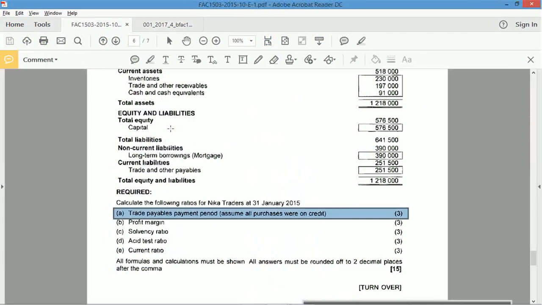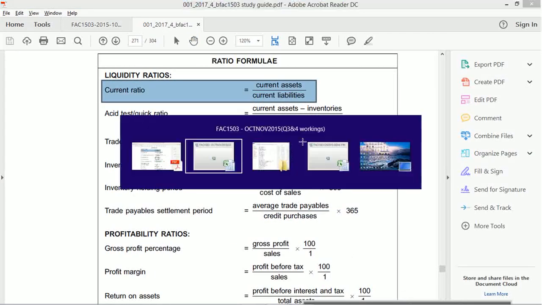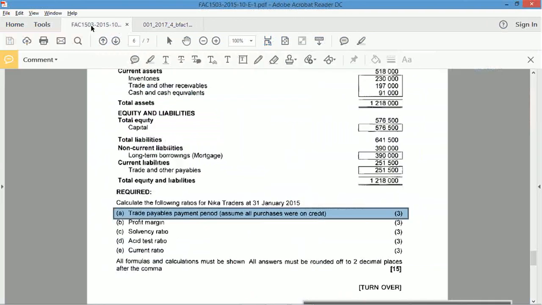What did E want? Current ratio. Current ratio is easy. It's current assets and current liabilities. A lot of these are quite simple to remember. Some you are going to have to study and remember for the exam. Right, so do you agree I now have all the equations? They tell you that all formulas and calculations must be shown. Answers must be rounded off to 2 decimal places after the comma.